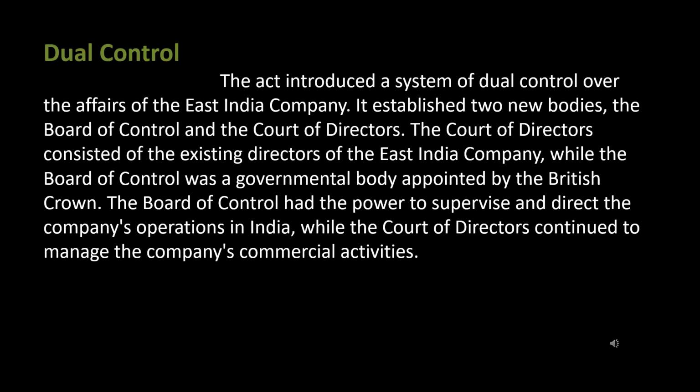Dual control. The Act introduced a system of dual control over the affairs of the East India Company. It established two new bodies, the Board of Control and the Court of Directors. The Court of Directors consisted of the existing directors of the East India Company, while the Board of Control was a governmental body appointed by the British Crown. The Board of Control had the power to supervise and direct the company's operations in India, while the Court of Directors continued to manage the company's commercial activities.